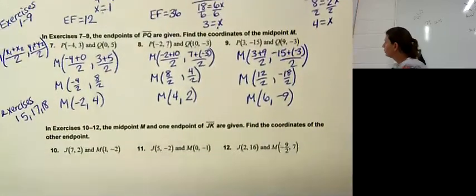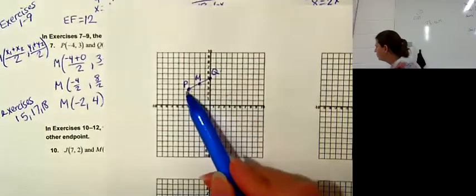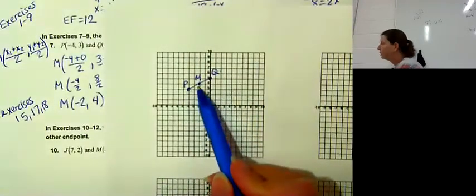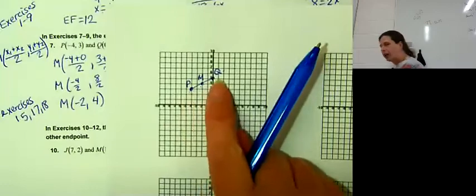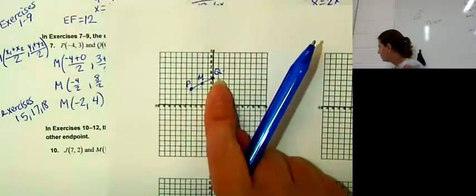This next part is going to take this a step further. So on these, we were giving you the 2 endpoints and asking you to find the midpoint. These next ones are going to say, well, what happens if I give you one endpoint and the midpoint? How do we find the other endpoint?